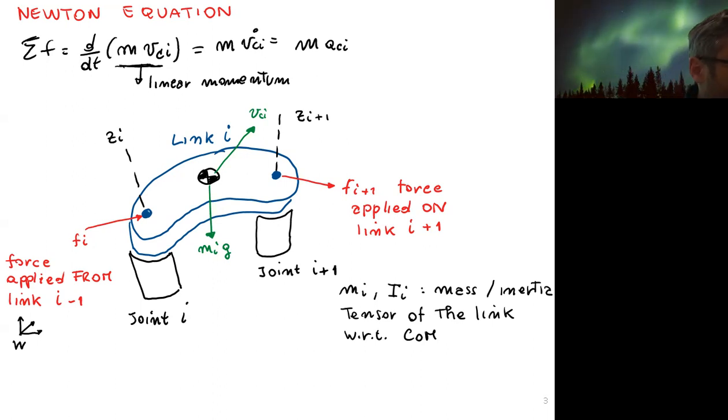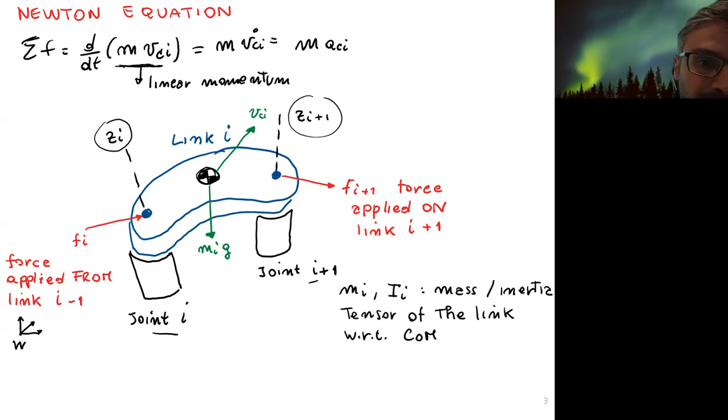So we have joint I axis, ZI, joint I plus 1, axis ZI plus 1. We have the center of mass of link I. We have the gravity that is acting at the center of mass of link I. And we have a force coming from link I minus 1. So this is the force that link I minus 1 applies on link I.